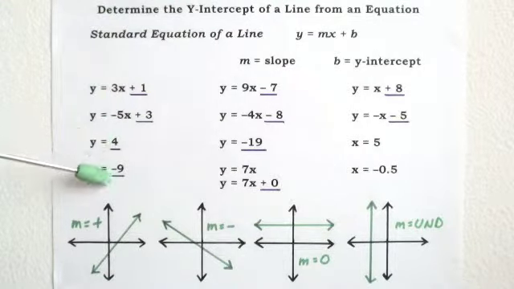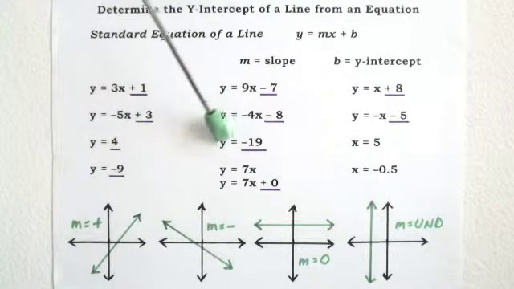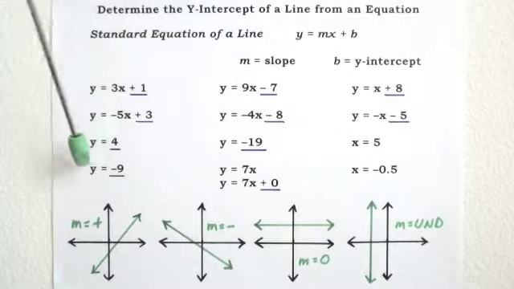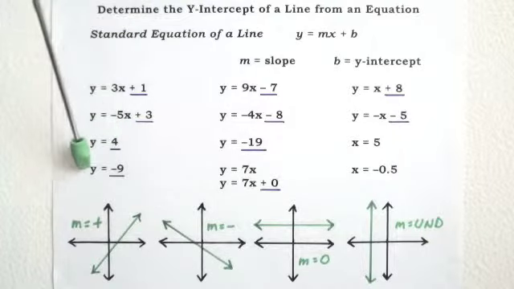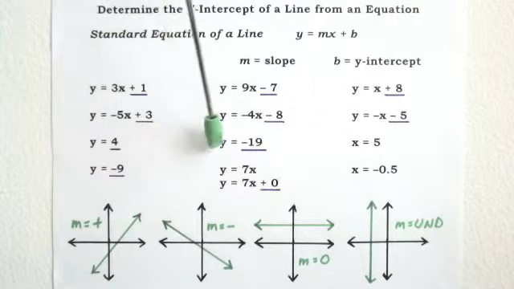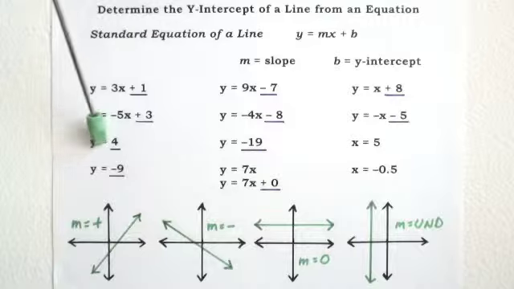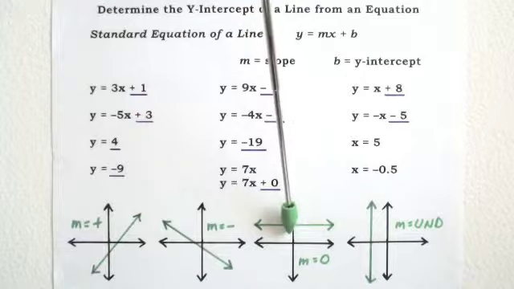Now let's look at the next 3 examples. Y equals 4, y equals -9, and y equals -19. In order to graph something like this, we would put a point at y equals 4, a point at y equals -9, a point at y equals -19. So let's use this sample graph and imagine that this is y equals 4. So we put a point there. Now, how do we graph that?